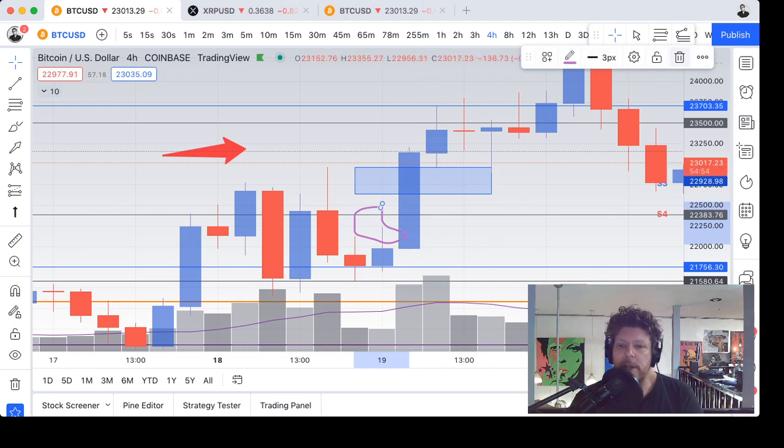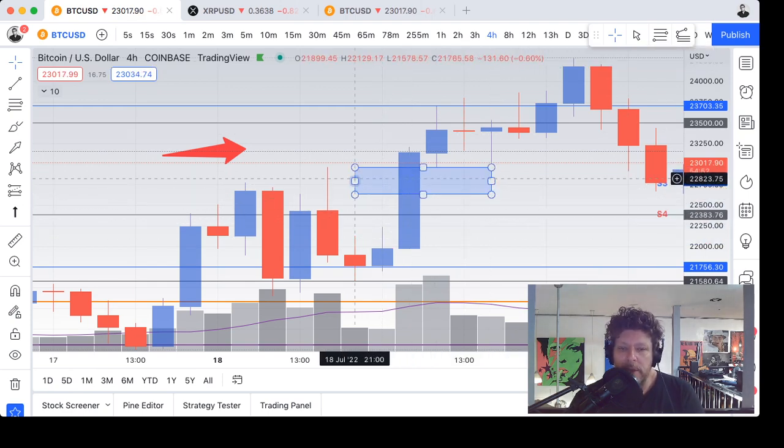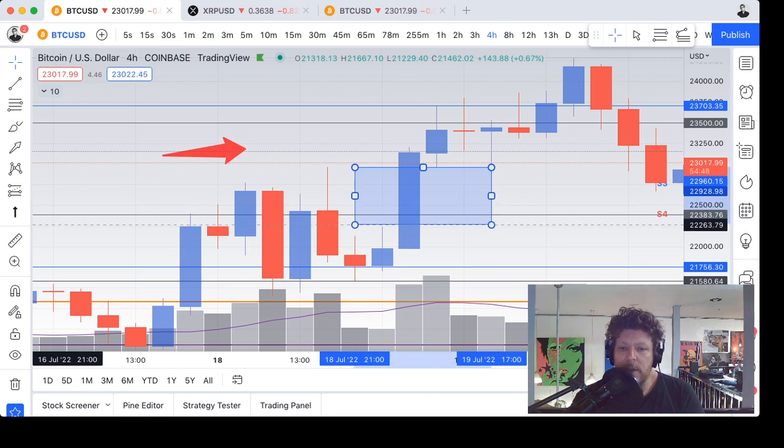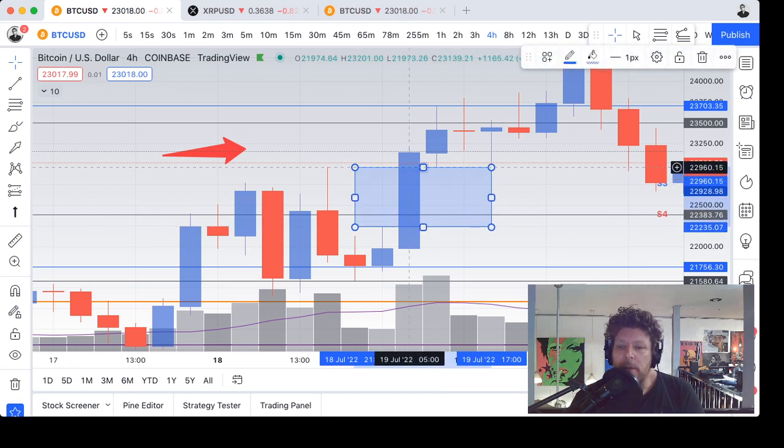And I'm just going to close those out. So now we started on the daily. Now I'm on the 4 hour, and you can see that this fair value gap has grown quite a bit.